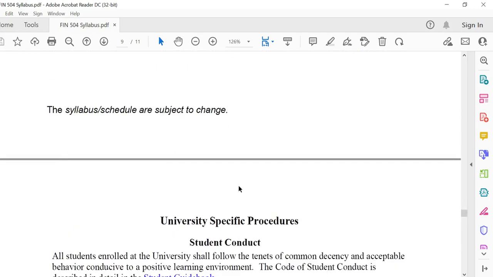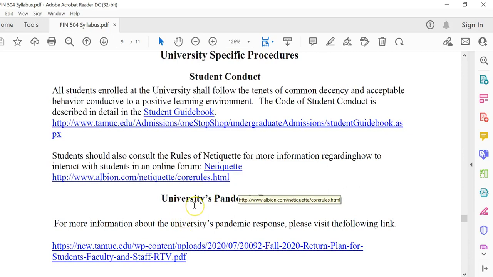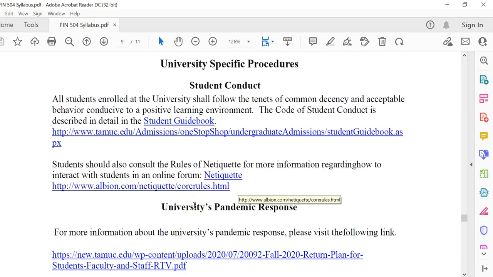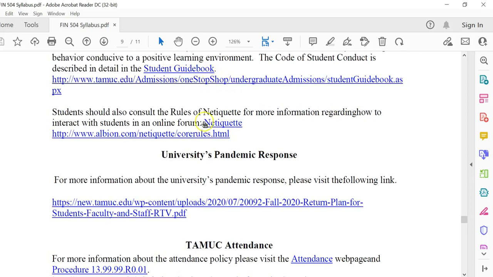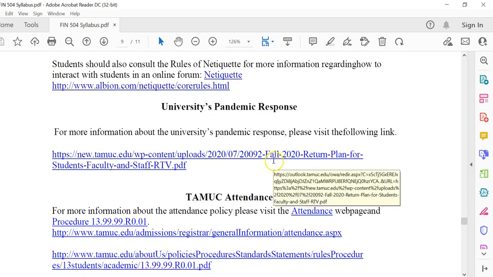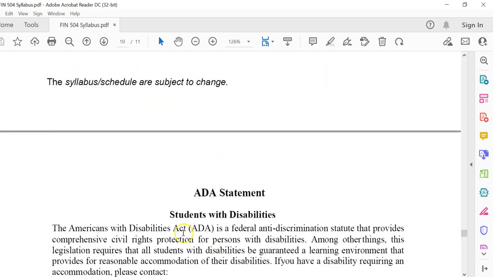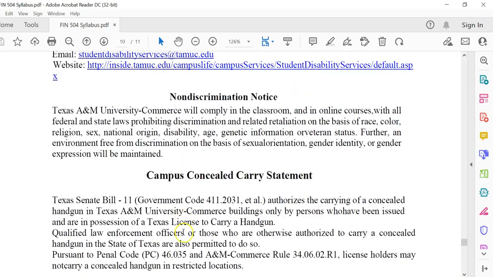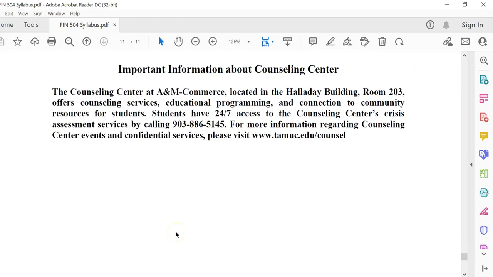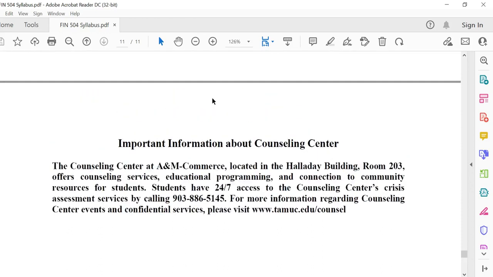There are some other important links here regarding student conduct, the university's pandemic response, attendance policy, and the non-discrimination notice. And this is also very important information regarding the counseling center. You can access these people, you can call them whenever you feel that you need some help.